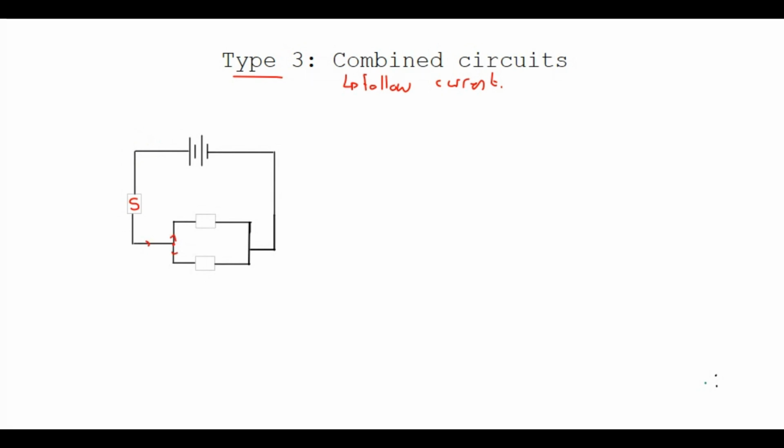Now wherever the current splits, those resistors are in parallel to each other. And then it comes back here to this point and carries on. Alright, so we don't necessarily want to look at P and S, but we needed to note which was in series and which was not. I would like to name these resistors R1, R2, and R3. Now when you get a combined circuit, you first need to focus on the parallel resistors.